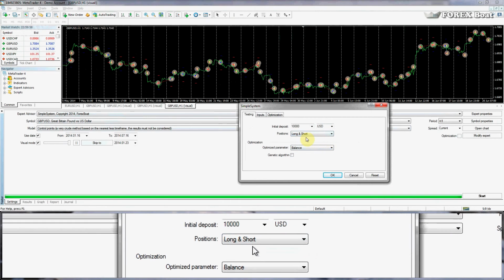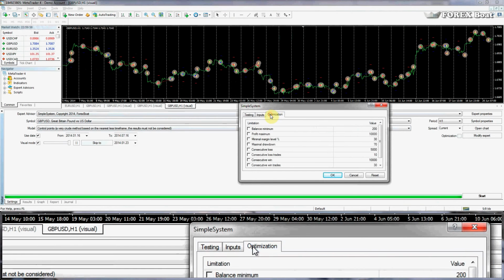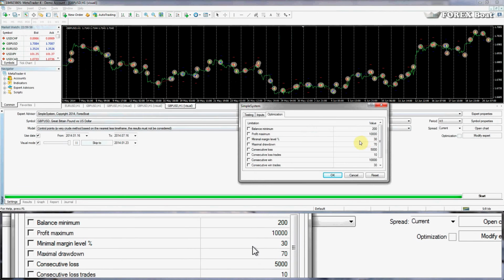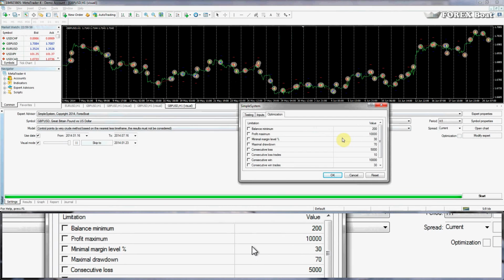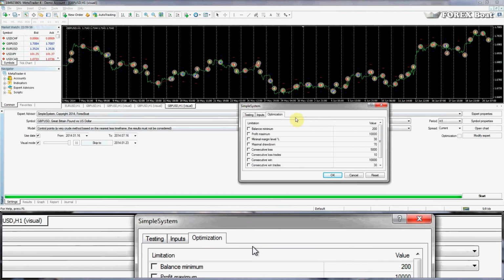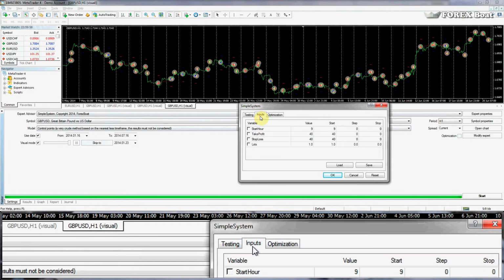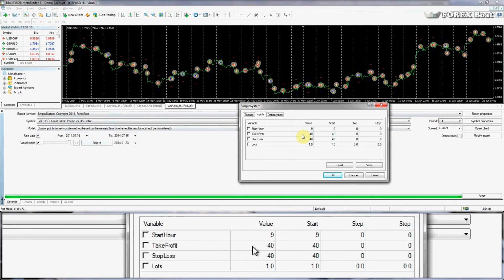We'll probably leave these settings at their defaults: initial deposit, the currency, long and short, and balance. That's all fine. Optimization also, we won't worry about in this beginner's course. These are just a bit more complicated parameters that allow you to enhance your optimization of expert advisors. So, inputs. This is the main screen that you need to work with.